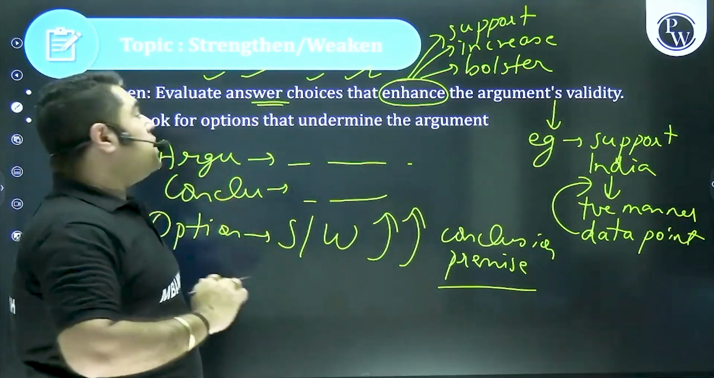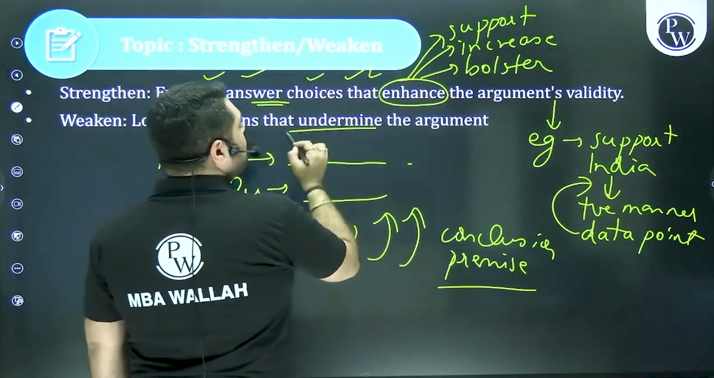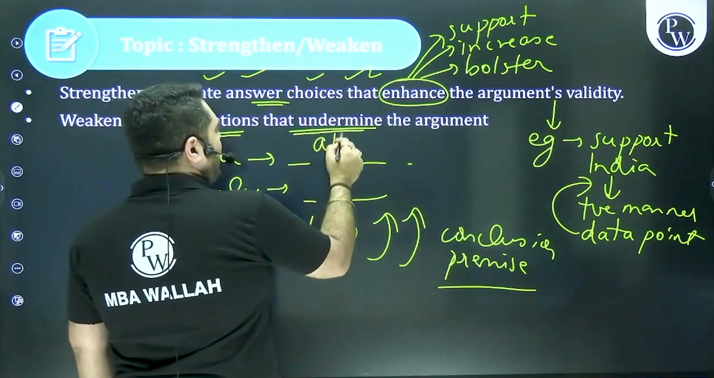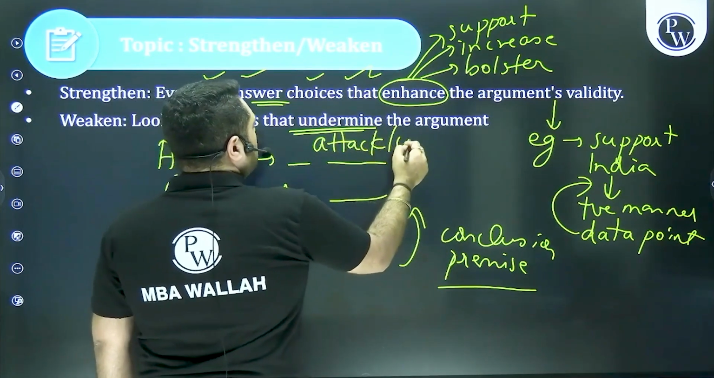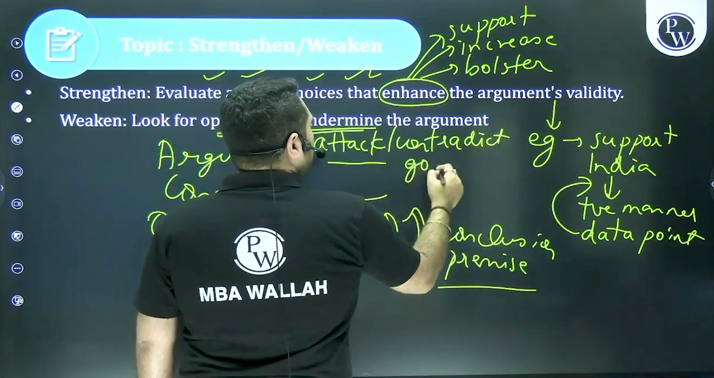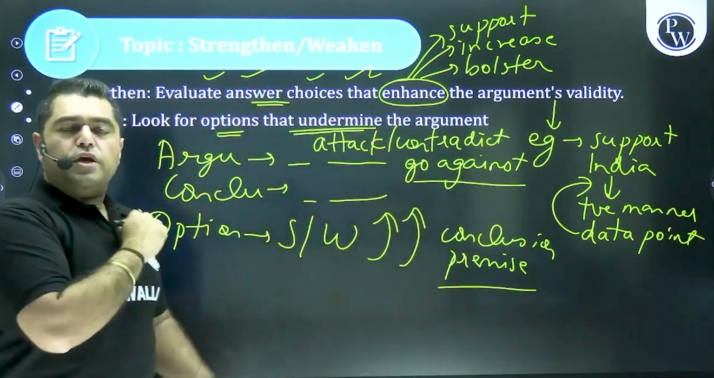Now let's look at weaken. Weaken may look for options that undermine the argument. Undermine means what? Undermine means attack or contradict. Basically go against the argument. Clear? So now let's evaluate. Okay? So choose an option.